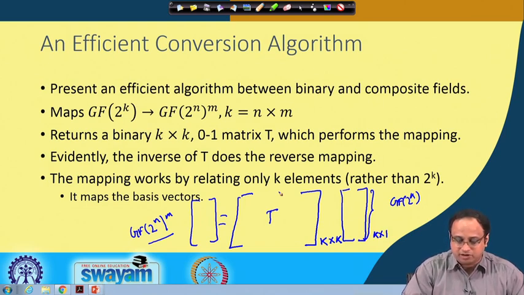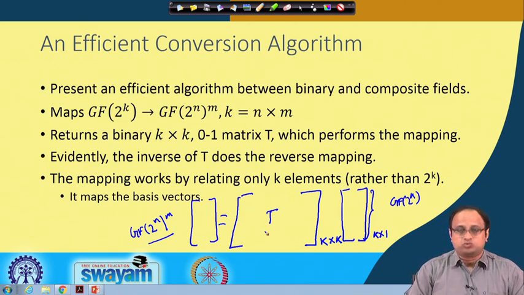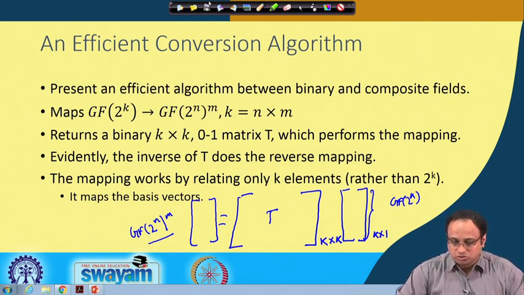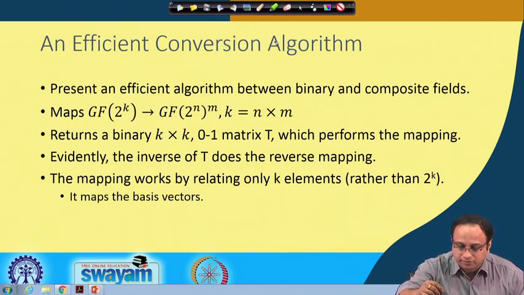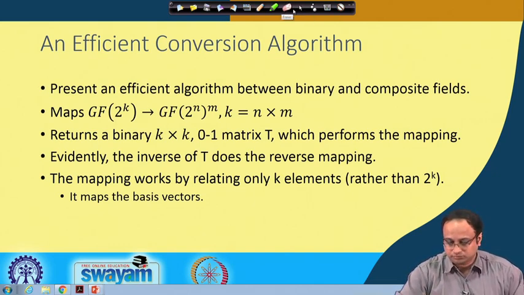If I can develop this matrix, and if this matrix inverse also exists, then the inverse of this matrix will give me the reverse transformation from GF2 power of n power of m to GF2 power of k. The interesting thing is that rather than 2 to the power of k, which I was doing in the previous algorithm, this mapping I can develop by only mapping k elements, which are the basis vectors. I will just map only the basis vectors, and that should be sufficient. Let us see how we can do that in a much more efficient manner.